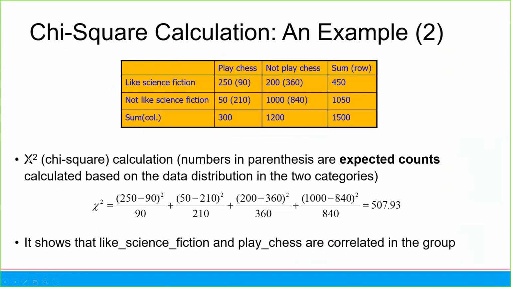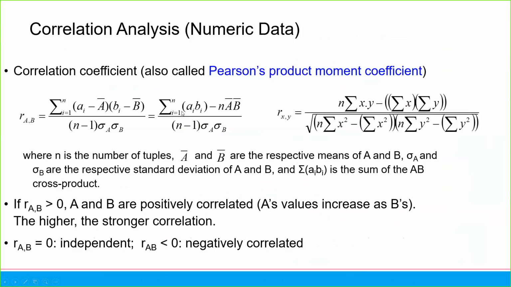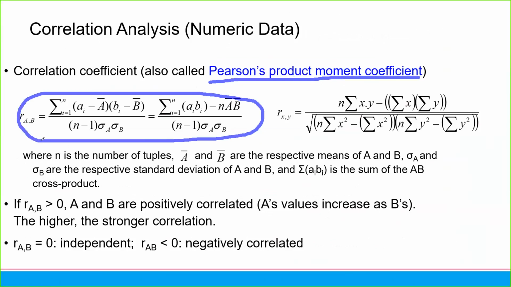So we can use this one for the nominal data. Now, we can also use the correlation for the numerical data. In the correlation coefficient based on the numerical data, there is one measure, we call it Pearson product moment coefficient. Pearson product moment coefficient. This is the formula.